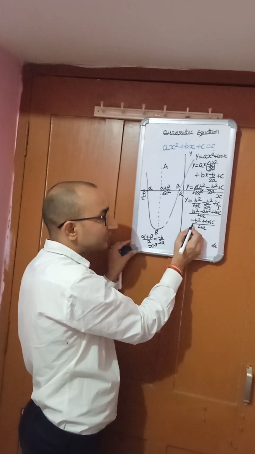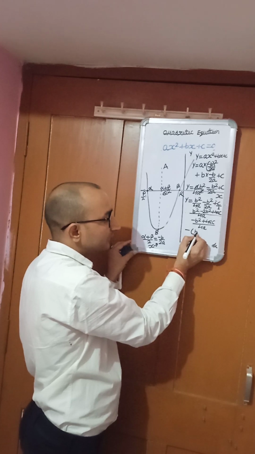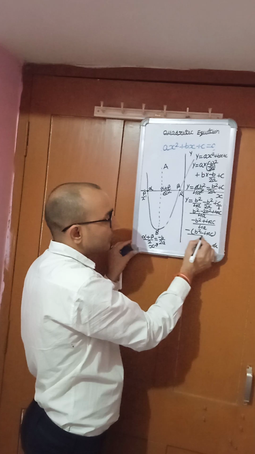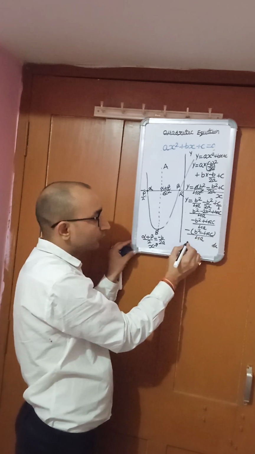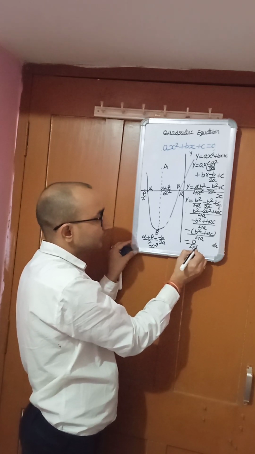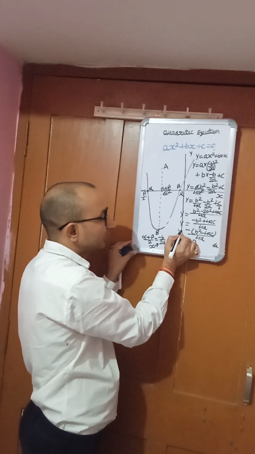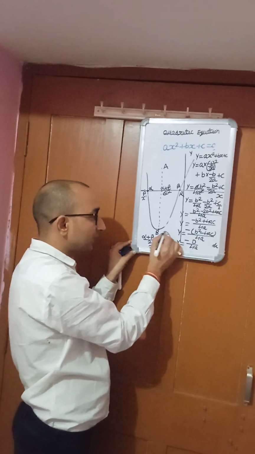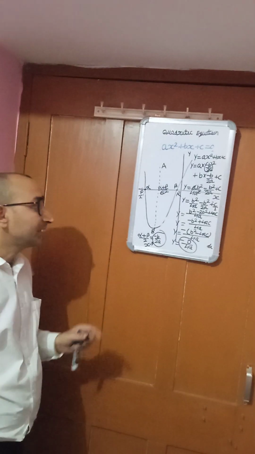Take minus common here, then it becomes b square minus 4ac by 4a. What is b square minus 4ac? D, we can write it as D by 4a. So this is the y coordinate. X coordinate is minus b by 2a, and y coordinate is minus D by 4a. So I have explained here.